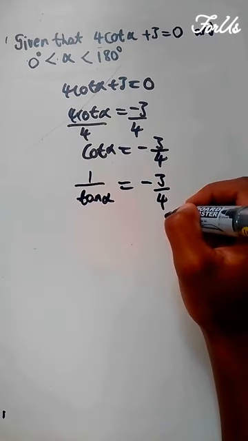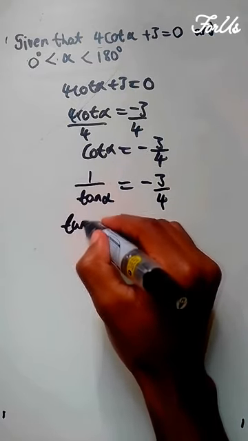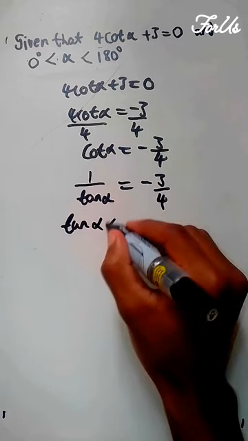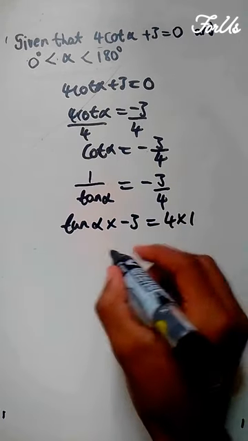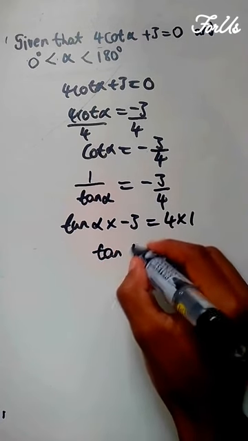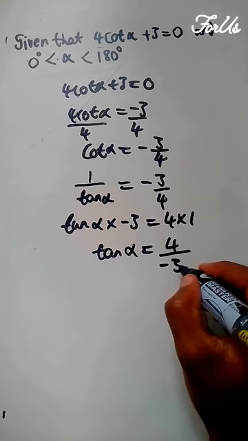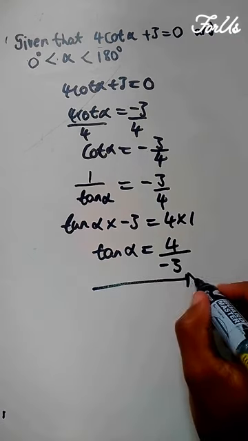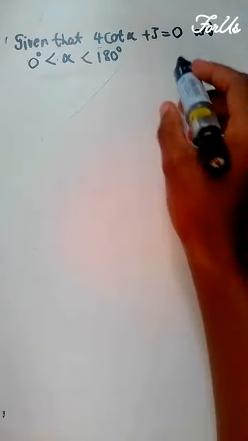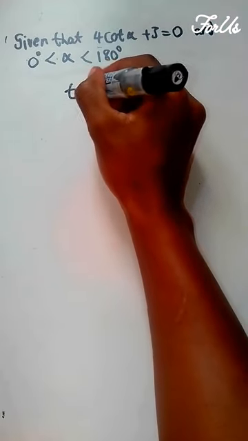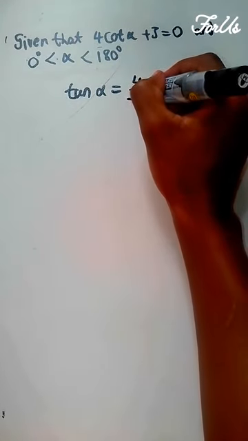divided by 4. You can cross multiply, then it's going to be tan theta multiplied by negative 3, which is equal to 4 multiplied by 1. Then tan theta is equal to 4 divided by negative 3. Now we have simplified that equation. Now that we have simplified this equation, tan theta is equal to 4 divided by negative 3.